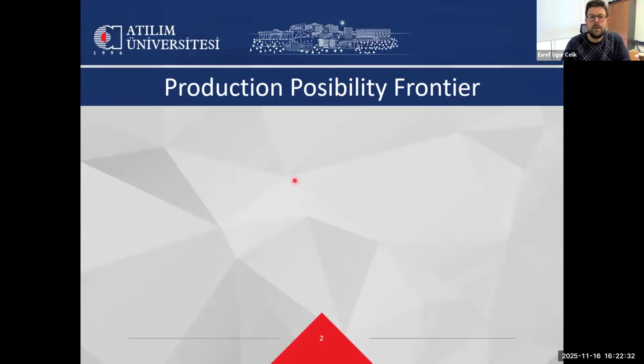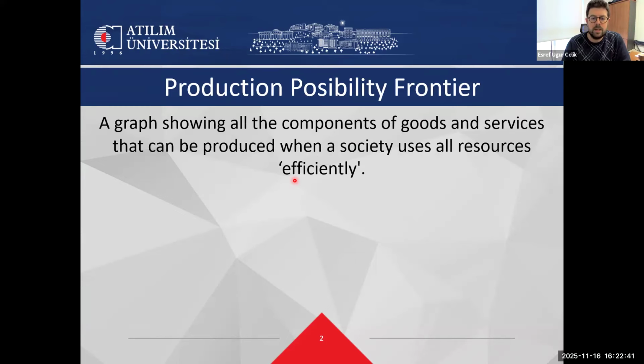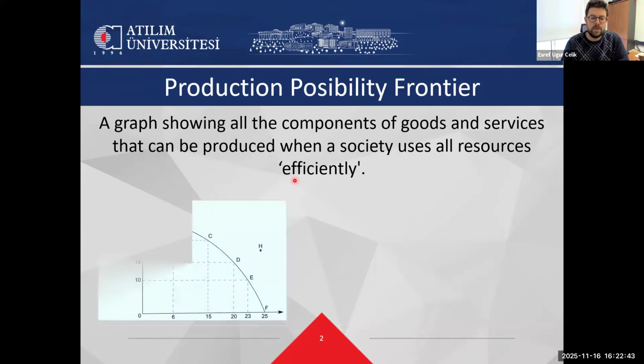Okay, the first topic is production possibility frontier. As you know, the production possibility frontier is the negative slope curve that shows, when we use resources efficiently, the options of what we produce for the goods.